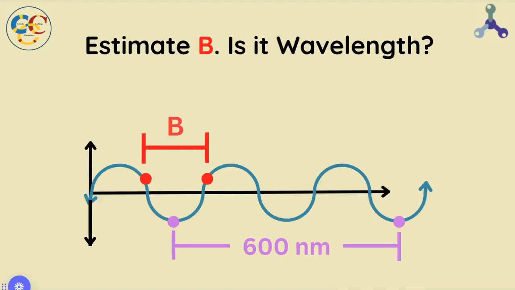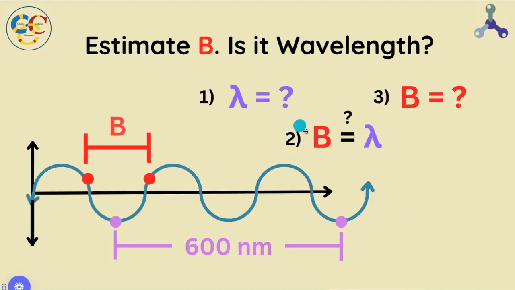In this question, we have to estimate the length of B and figure out if it's the wavelength. Hidden in this problem is the secret requirement of finding what wavelength is regardless of what B is. Altogether, we're answering 3 questions in this problem. What is wavelength? What is B? And if these two quantities are the same as each other.